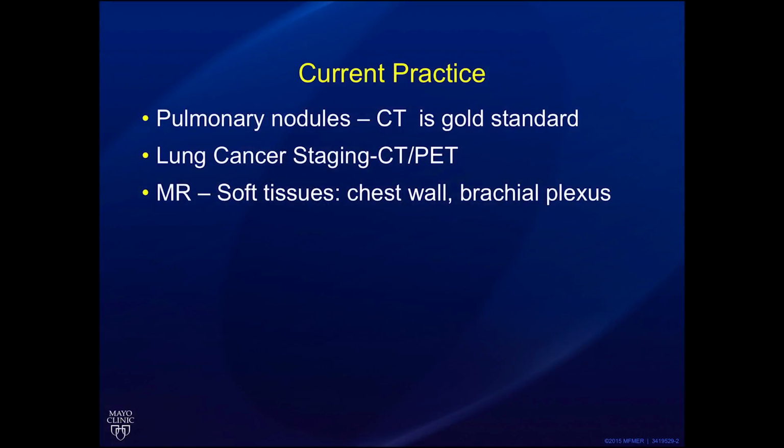So current practice, pulmonary nodules, CT is really the gold standard. It's what we compare everything to. CT has made tremendous advances over the last couple decades, very ultra-high thin sections, high resolution, and decreasing radiation. For lung cancer staging, CT PET, and for the soft tissue, for brachial plexus, for chest wall, for mediastinum, MR is great, and especially for brachial plexus.